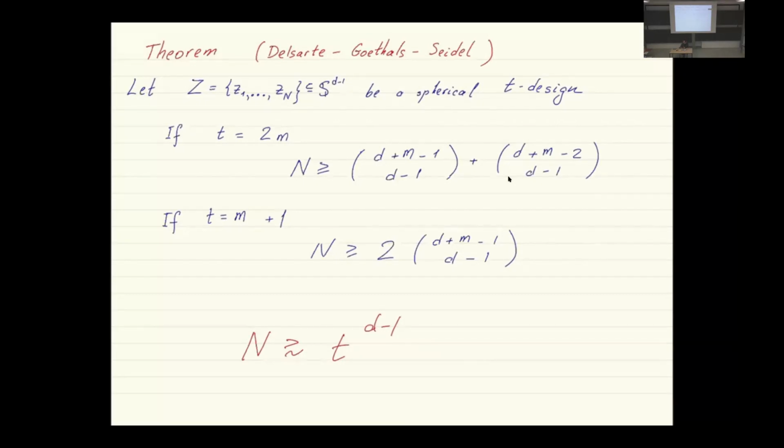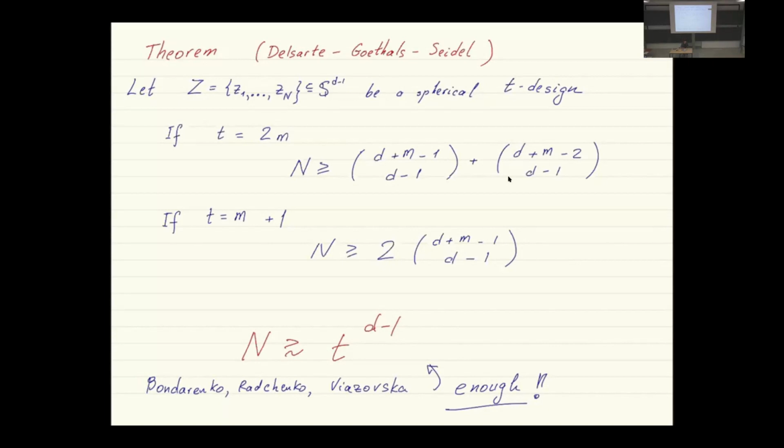So you need at least this many points, at least asymptotically. It was an open question for a while. It was a conjecture of Korevaar and Meyers whether this is actually enough, and several years ago this was solved by Bondarenko, Radchenko, and Viazovska. So they proved that this many points is actually enough. There exist spherical designs of roughly this cardinality.